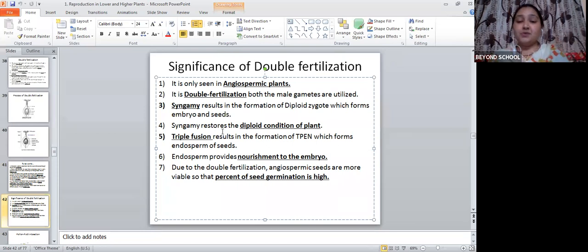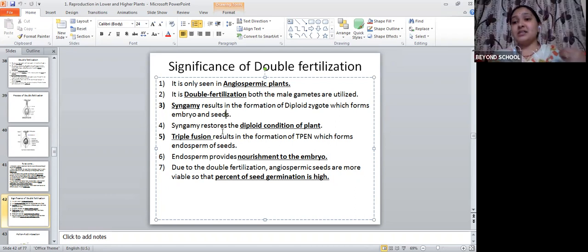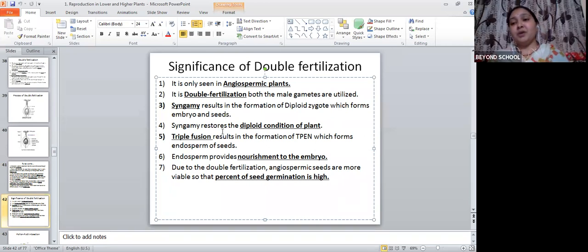Whenever there is a triple fusion carried out, it will form the endosperm of the seed. Soon we are going to see what an endosperm is. But the thing is, whenever triple fusion has been done, it will always result in the formation of a TPN. What is the full form of TPN, Akansha? Triploid primary endosperm nucleus. Very good. So this triploid primary endosperm nucleus is going to form the endosperm of the seed.